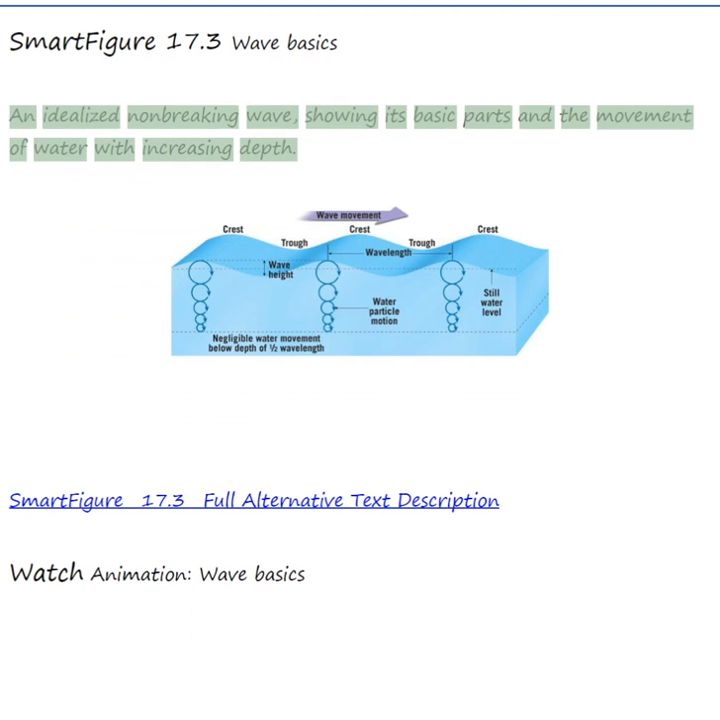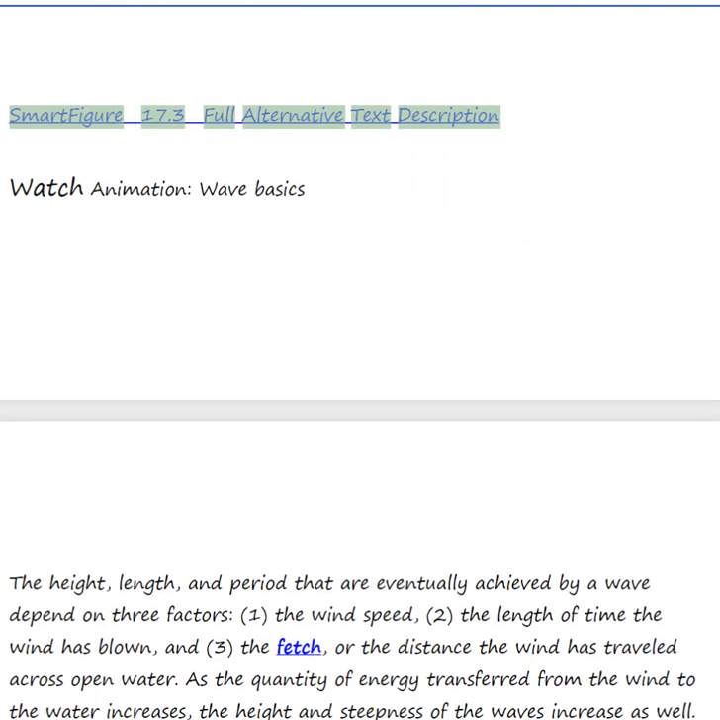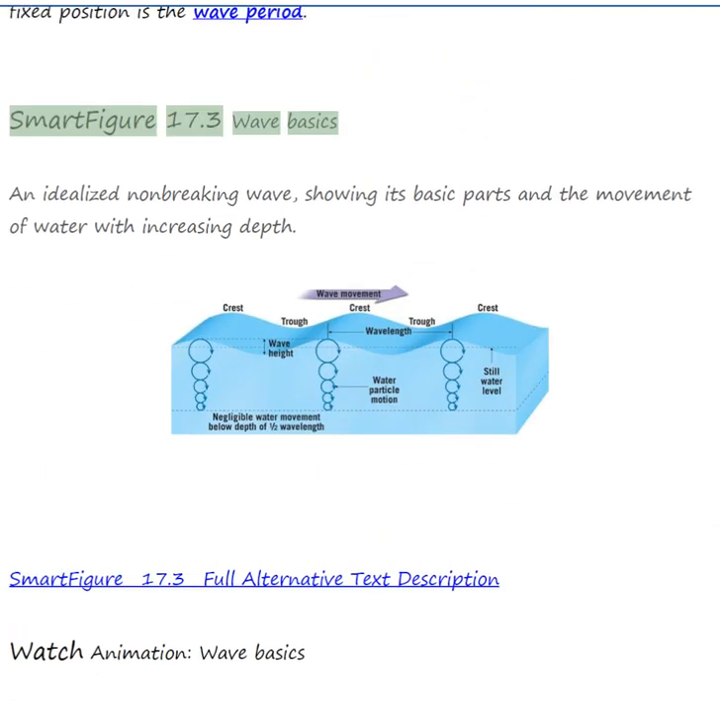An idealized non-breaking wave, showing its basic parts and the movement of water with increasing depth. Smart Figure 17.3 Full alternative text description. Smart Figure 17.3 Wave basics.